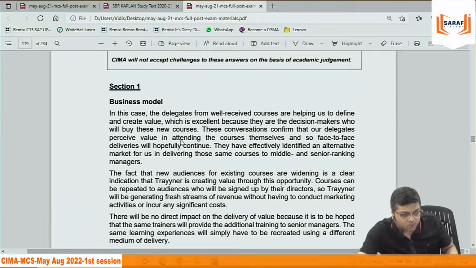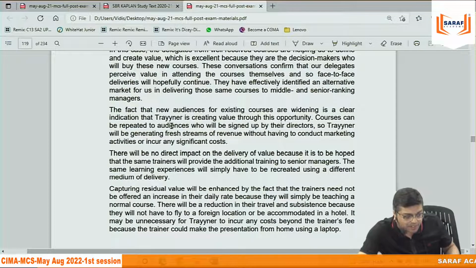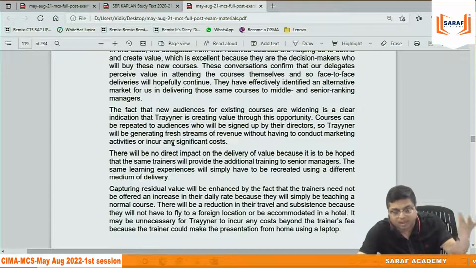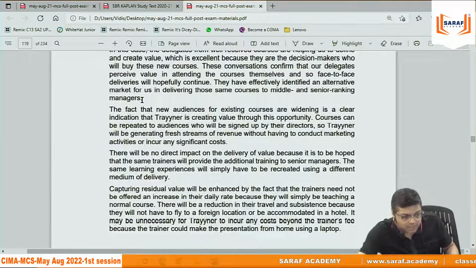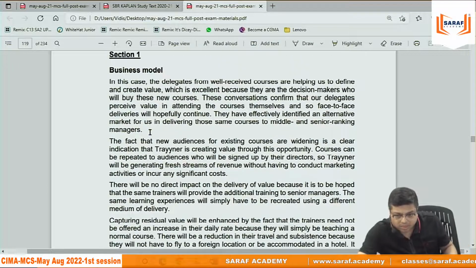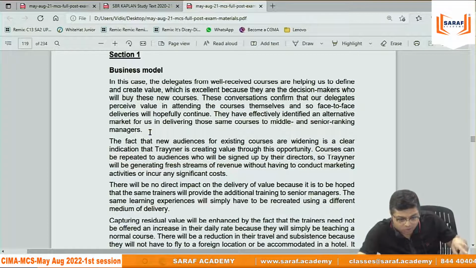When you read this, you will find what a fantastic answer they have written. 80 to 90% of students will think, lovely, I cannot write this. 10 to 15% of students will say, wrong. They have not written properly. They should have written this, that.